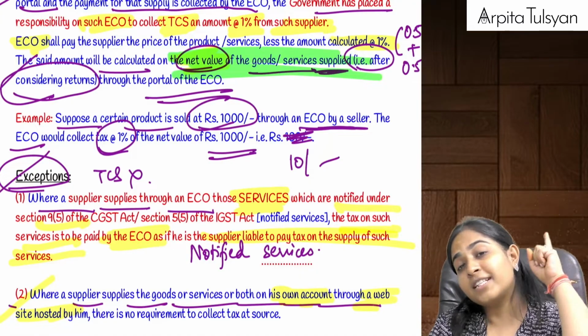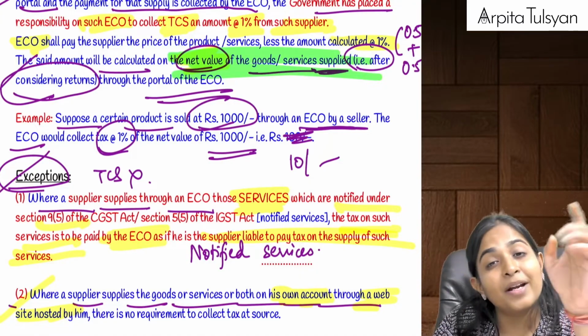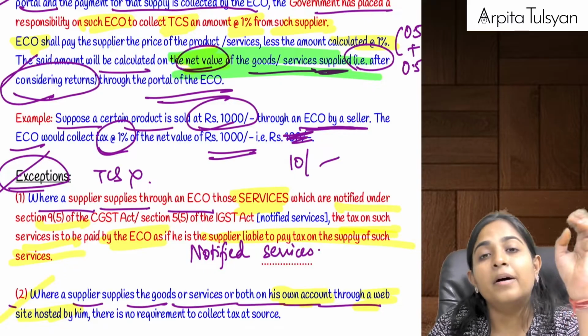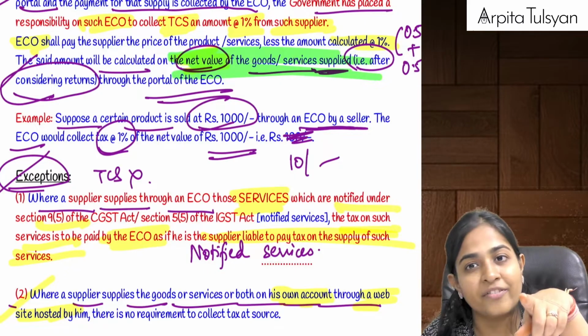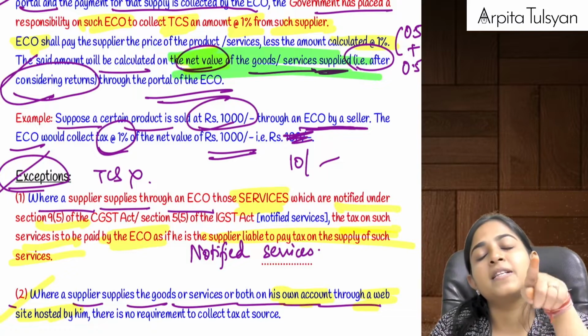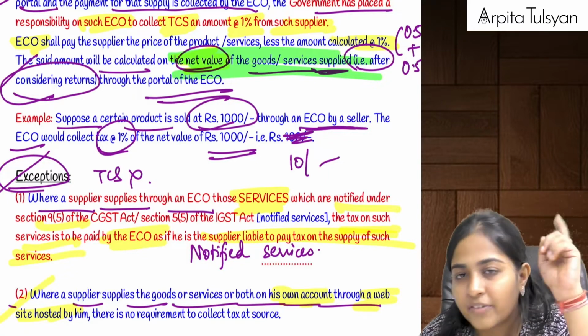Okay, so the provisions that we had studied in the earlier chapter, Zomato, Swiggy, or Ola, Uber, and all those things, those were coming under your notified services. If those notified services are provided through ECO, then TCS provisions were not applicable.